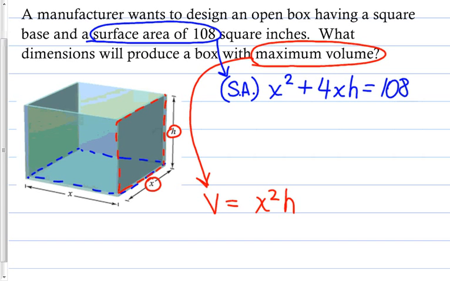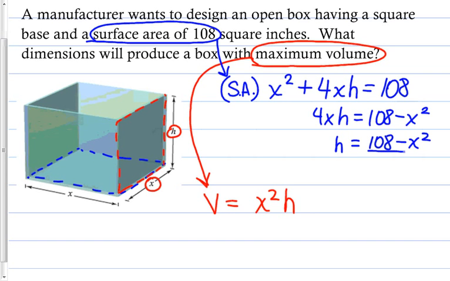So I've decided that I'm going to solve for h. Solving for h means I'm going to get the h by itself. So my answer will have the x's in it. To start off, subtract x squared, so I have 108 minus x squared. And then divide by 4x. And then simplify if possible.